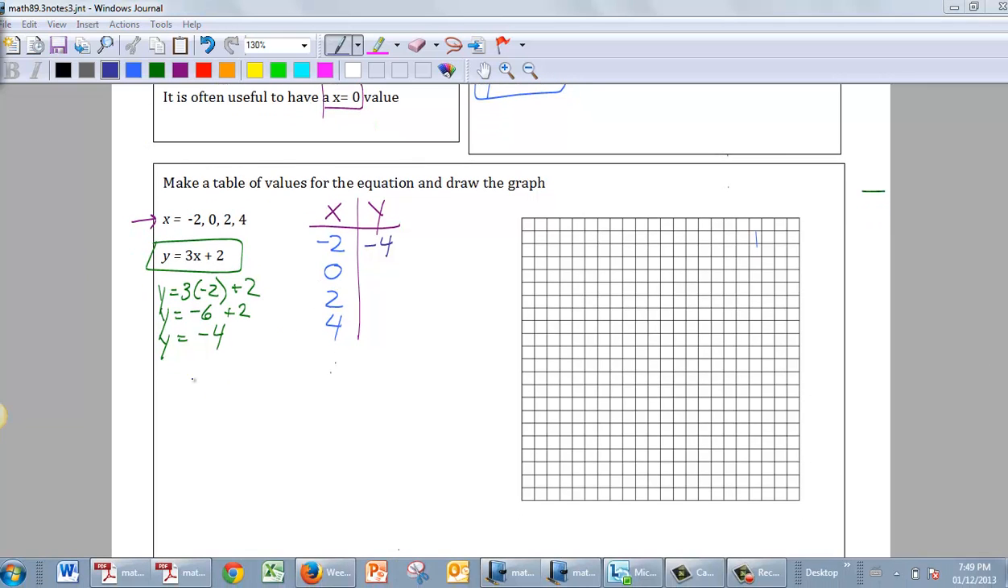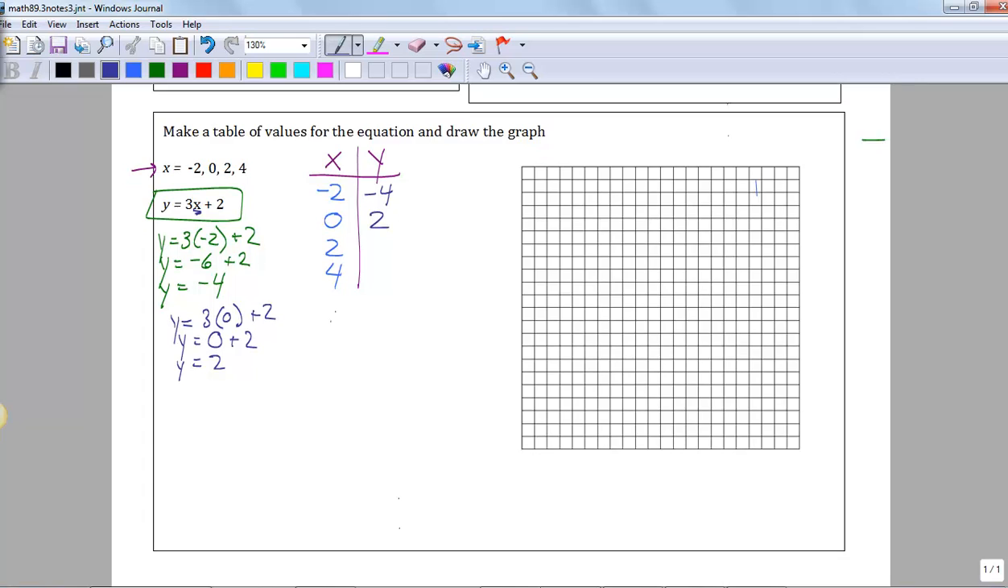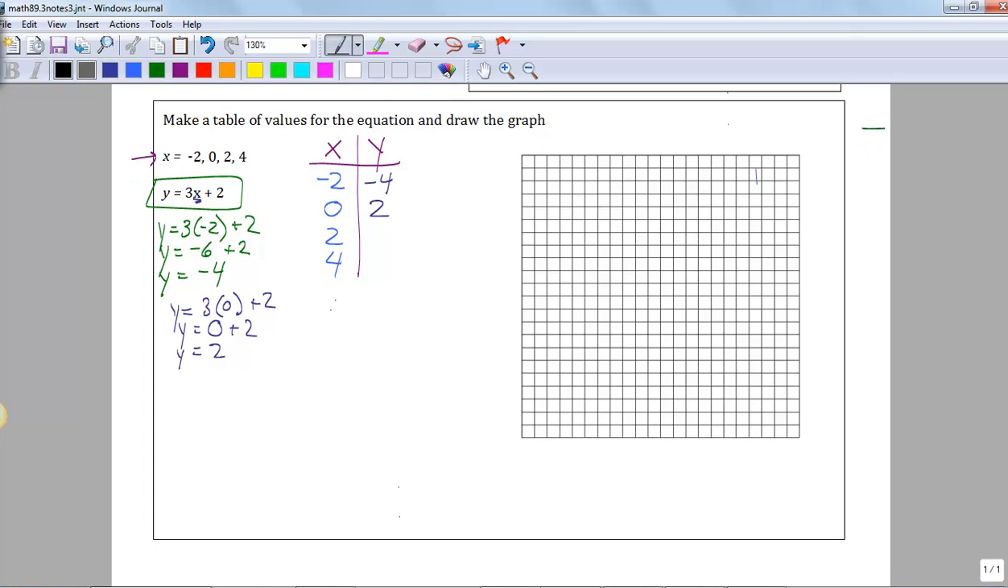Let's say x is 0. So y equals 3, I'm not going to write in x, I'm going to write in a 0, plus 2. y equals, hey, 3 times 0 is 0, plus 2, so y is 2. So that means if x is 0, according to this formula, y will be 2. Look at all these ordered pairs I'm coming up with. All right, got to keep going.